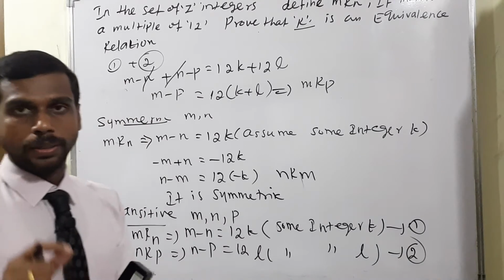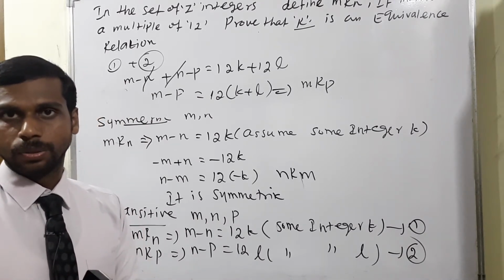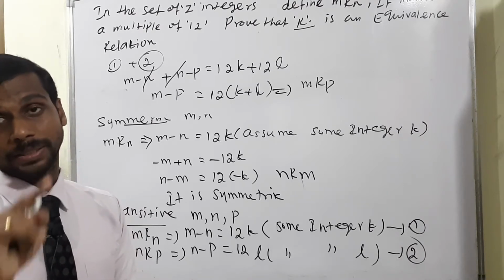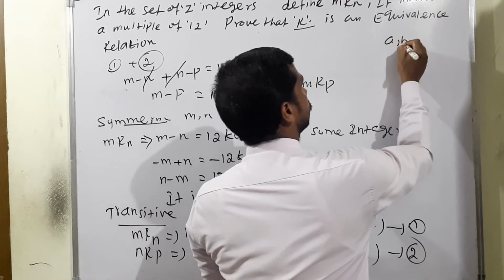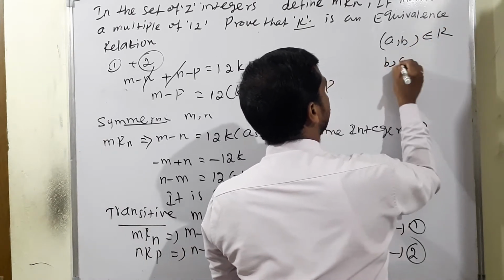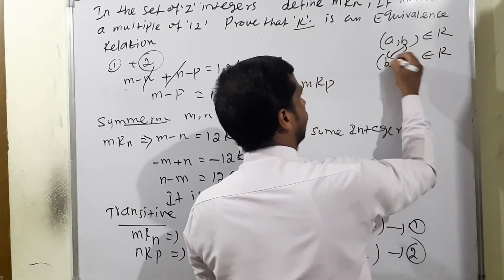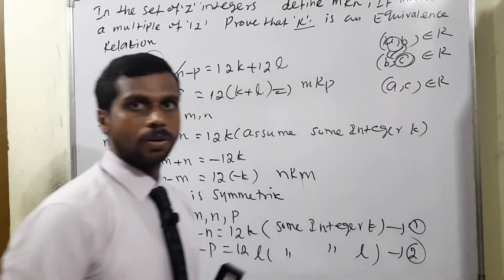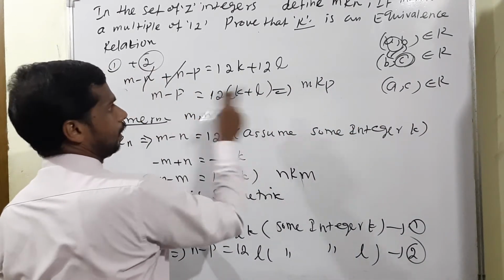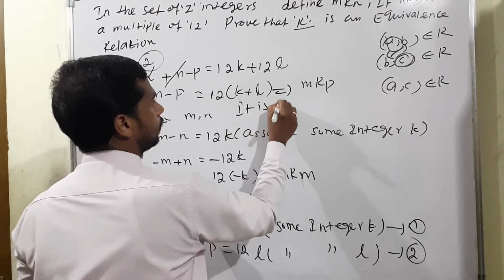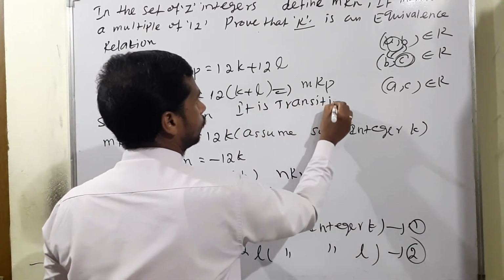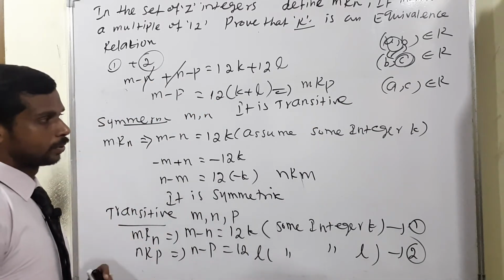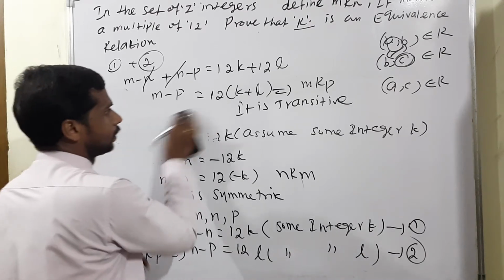Already we know the main condition for transitive: (A, B) belongs to R as well as (B, C) belongs to R, meaning the connected pair, then (A, C) belongs to R. That is called transitive. Therefore, m related to p means it is transitive. Reflexive is clear, symmetric is clear, and transitive is also done. Therefore, we can say R is an equivalence relation.